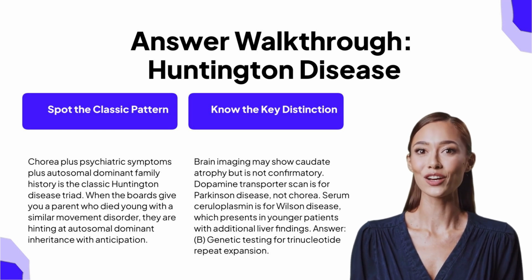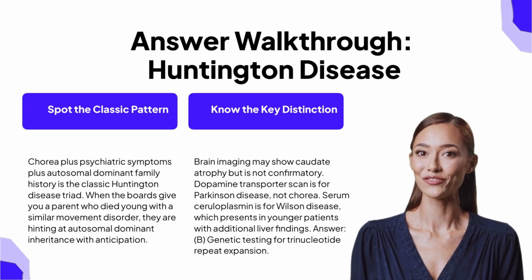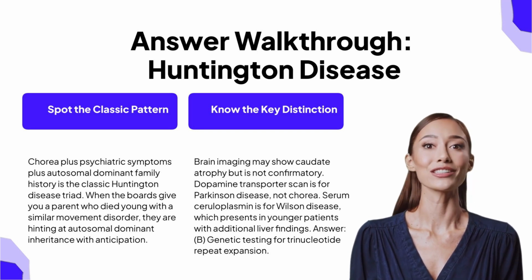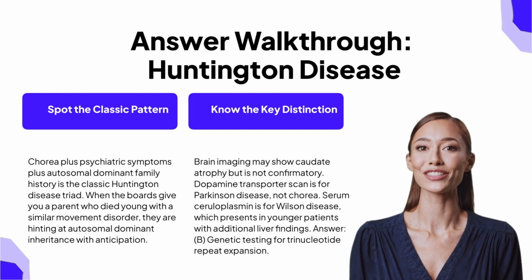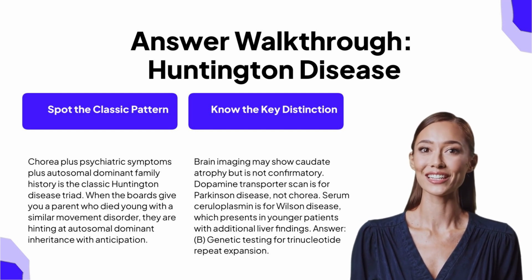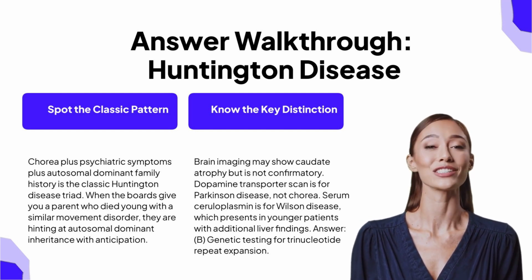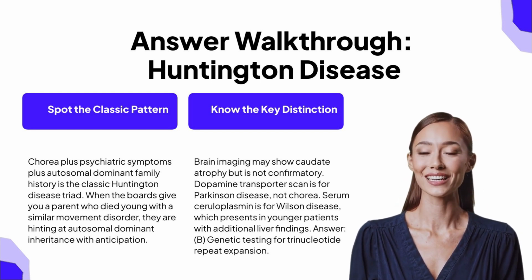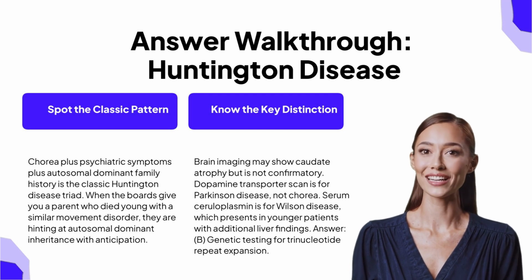Brain imaging may show caudate atrophy but is not confirmatory. A dopamine transporter scan is for Parkinson disease, not chorea. Serum ceruloplasmin is for Wilson disease, which presents in younger patients with additional liver findings. The correct answer is B, genetic testing for trinucleotide repeat expansion.